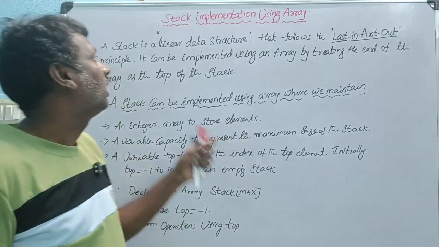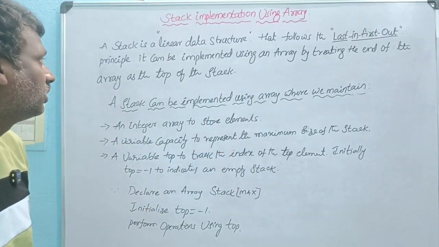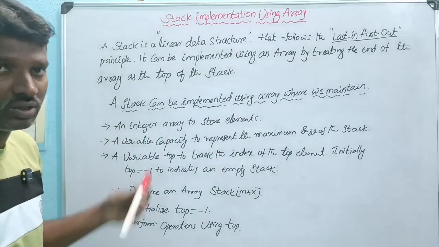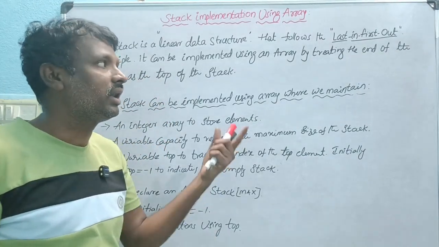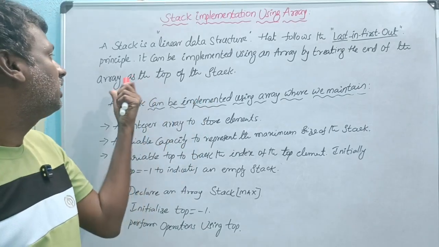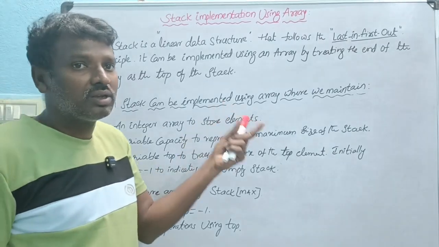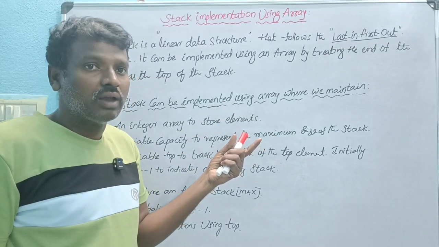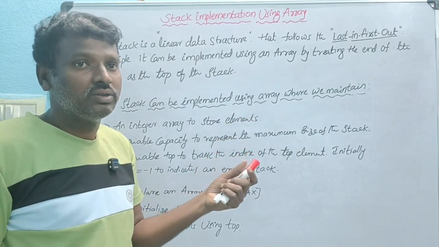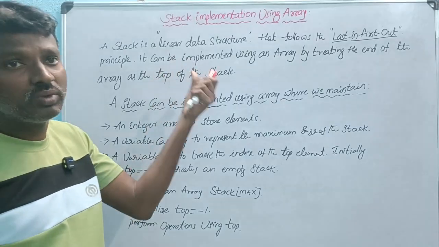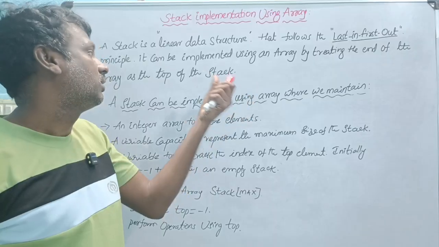What is the process? See this. Stack is a linear data structure that follows the last in first out principle. That is the definition and the principle. It can be implemented using an array by treating the end of the array as the top of the stack. We insert elements at the end of the array, and that end is the top.